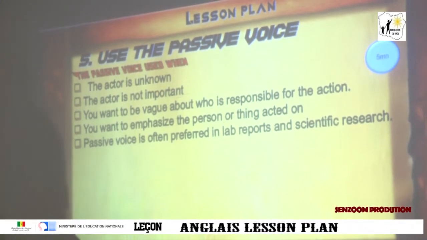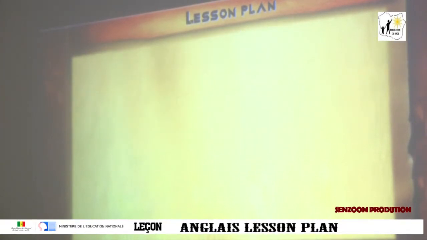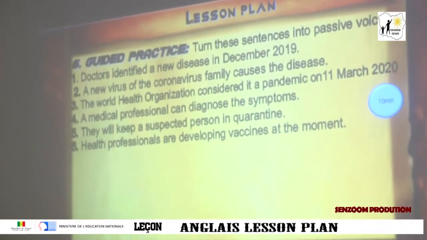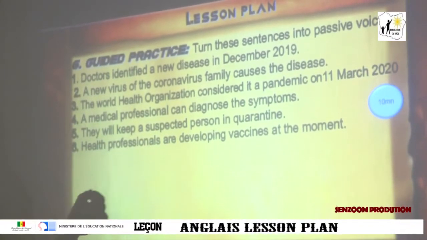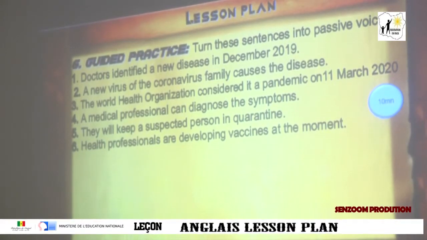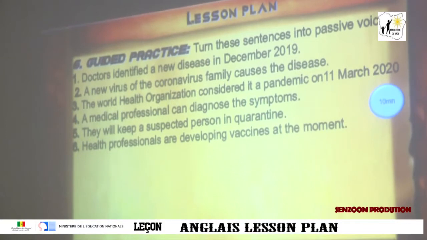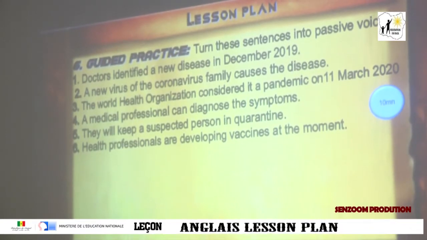Okay, now let's move to the individual activities. Now here, I ask the students to apply what they have learned from these lessons to change the active sentences into passive sentences. Practice. Turn these sentences into passive voice. Doctors identify a new disease in December 2019.